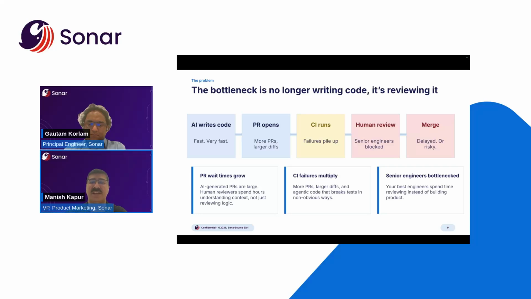As AI generates code faster than your team can verify, we need to have a system and process to verify that code as fast as AI is producing it. The symptoms of this problem are shown on the bottom of the slide. PR wait times are increasing, CI failures are multiplying, and your bottlenecks are increasing. Next slide.